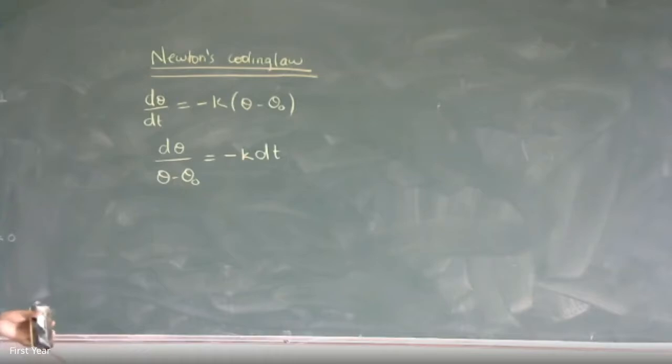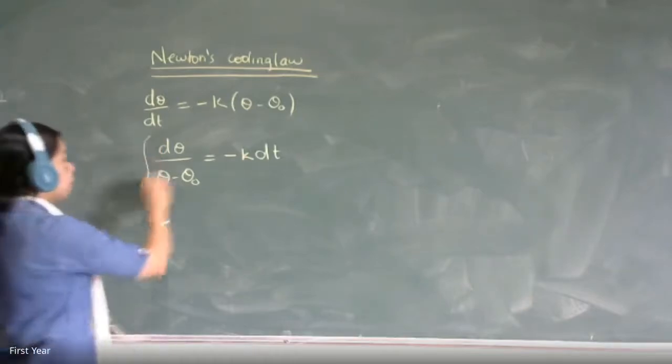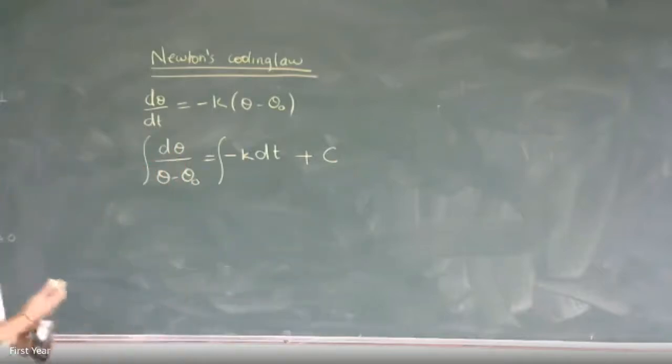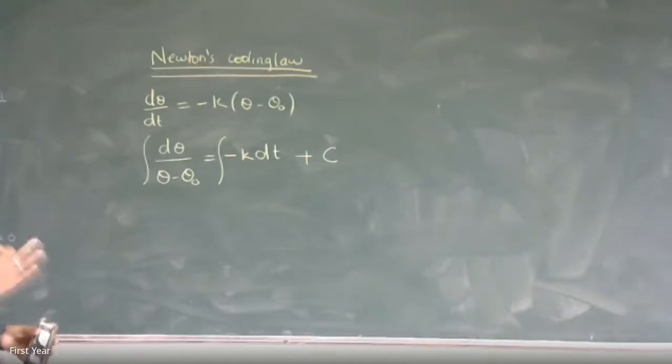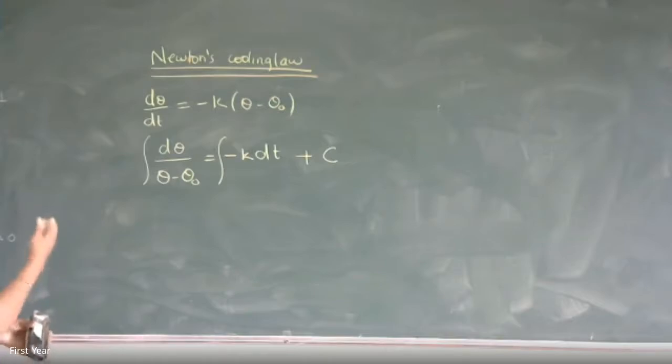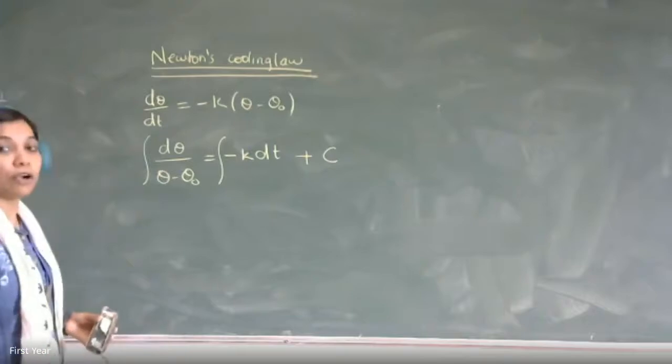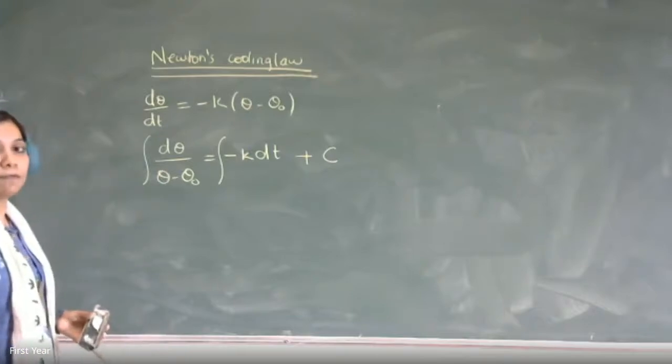So what will be the answer of this? When I do the integration, this integration plus a constant of integration. There are two ways of solving it. We can solve this by definite integration also, but I will solve it by indefinite. We will use this standard method only, because in the MCQs the answers are given this way. So what's the integration of 1 upon theta minus theta naught? Yes, Ankita, what is the integration of this?